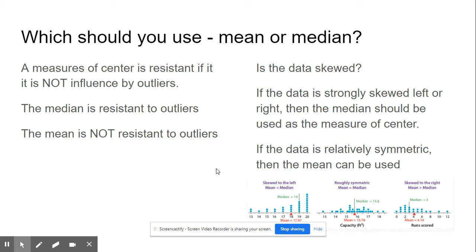Oftentimes people ask, which one should you use, the mean or the median? There are two things to consider. One is that the median is resistant to outliers. It's not influenced by outliers, whereas the mean is not resistant to outliers. So if your data has multiple outliers, then you may want to use the median. The other question is, is your data skewed? If the data is strongly skewed to the left or to the right, then again, you should probably use the median. But if your data is relatively symmetric, then the mean can be used as a measure of center.